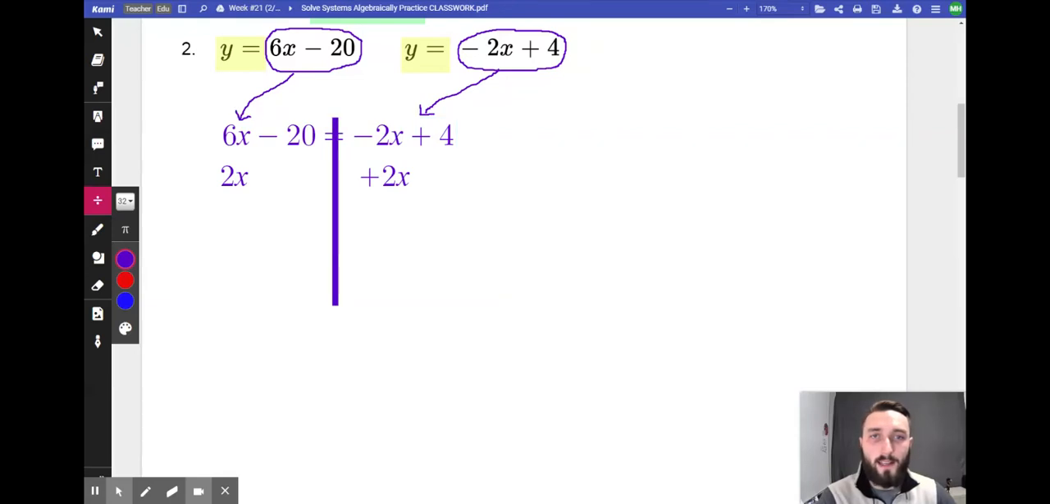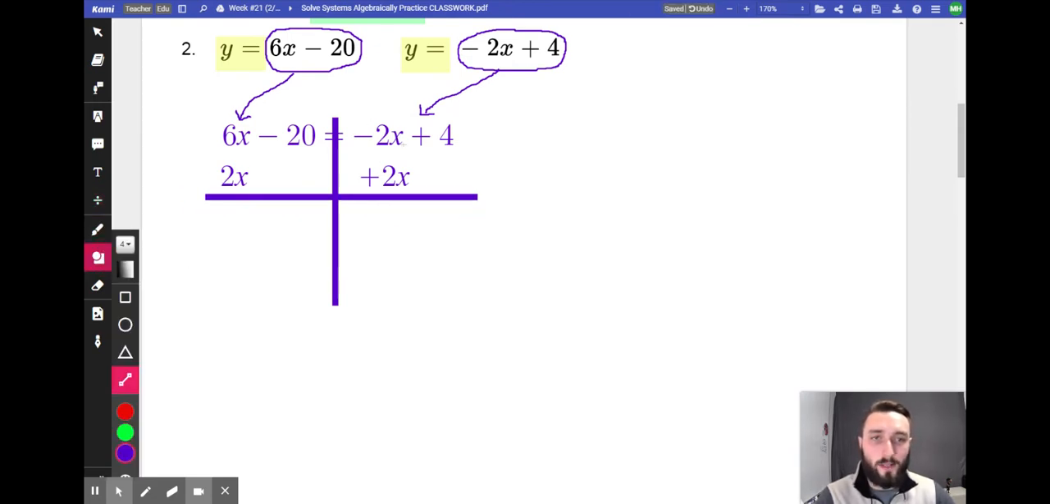All right, guys, so I've taken both right sides of the equation, set them equal to each other, and started with my first step. I've got to get x's on one side, so I'm going to get rid of this negative 2x over on the right side. And I do that by adding 2x to both sides. If I do that, my 2x's cancel on the right side.